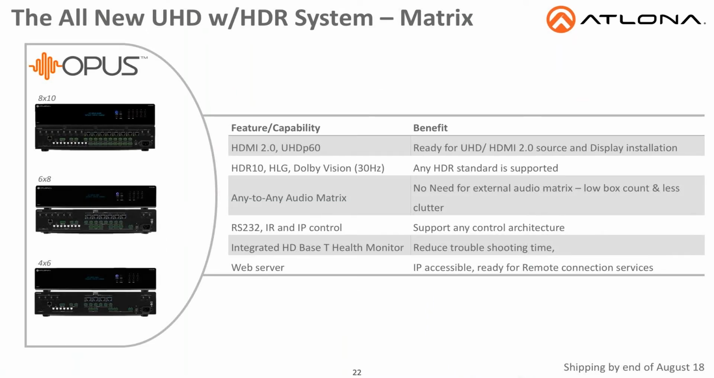So this Opus series of switchers comes in a 4x6, a 6x8, and an 8x10 chassis. Now, 2 of the outputs on each one of these chassis, the last 2 outputs, are actually HDBaseT out, so you can use them locally, or you can throw an extender set on there in order to get it to reach other parts of the room. They are all HDMI 2.0 ready. They support all the HDR formats we talked about: HDR10, HLG, hybrid log gamma, and Dolby Vision.